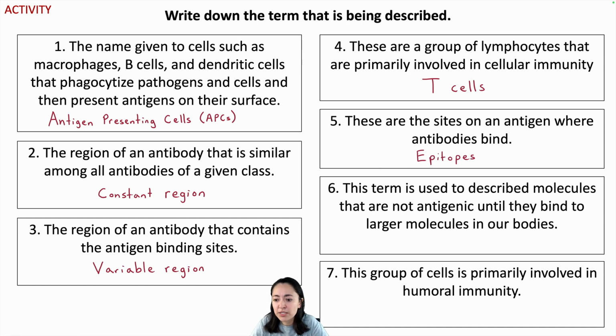Number 6, this term is used to describe molecules that are not antigenic until they bind to larger molecules in our bodies. That would be haptens. I remember this by thinking that haptens are half of an antigen. Number 7, this group of cells is primarily involved in humoral immunity. That would be the B cells, also known as B lymphocytes.